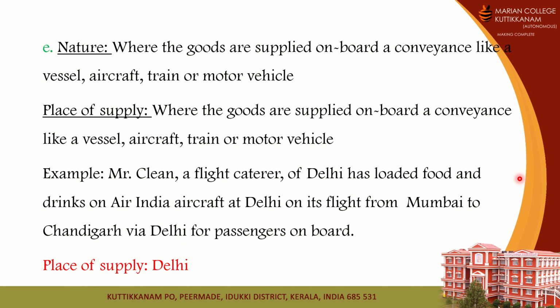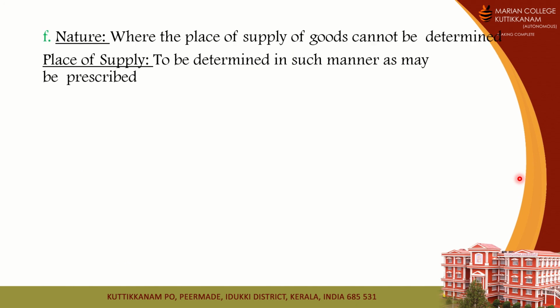Now let's see something which cannot be included in the five situations that we have discussed. The sixth one is where the place of supply of goods cannot be determined. So what will we do if we cannot determine the place of supply of goods? How will we determine it? We will determine the place of supply of those goods in such manner as may be prescribed. So we will look into how it is prescribed in the GST Act, the GST rules and provisions. According to that, we will decide the place of supply of goods for which it cannot be determined. Okay.